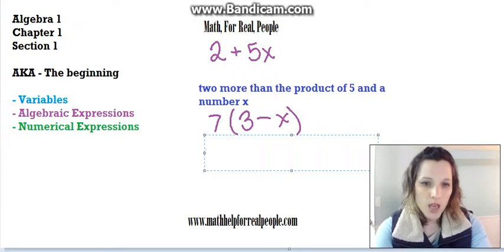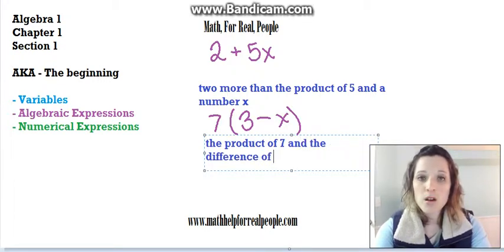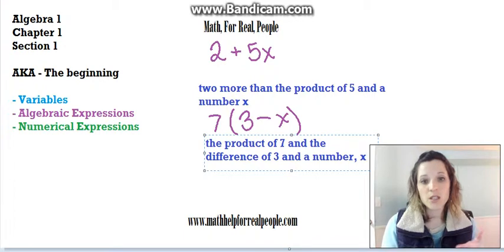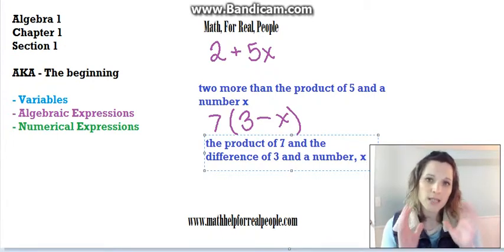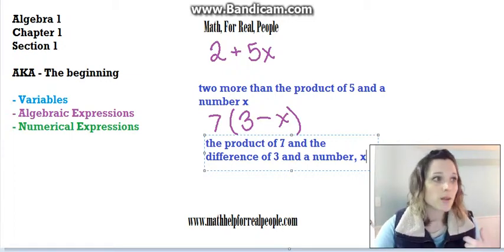So you could say the product, so look at it one thing at a time, one thing at a time. The product of 7 and the difference of 3 and a number x. And you've said it. You could say the difference, or you can always say less than if that works out with the wording when you're subtracting. It's nicer to say the difference because then you know it's in the parentheses. You say exactly what's happening in the parentheses. So those are some examples.